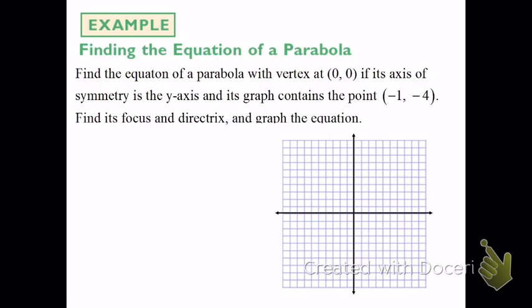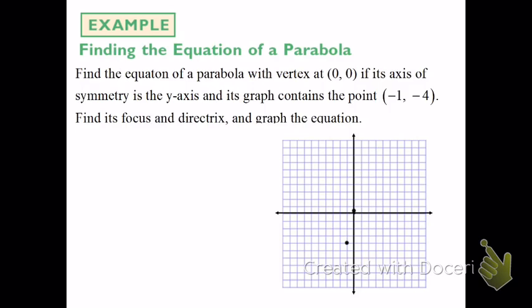We could also see a problem that looks like this. Find the equation of a parabola with the vertex at 0, 0. And they give us a point this time on the parabola at -1, -4. So I'm going to quickly put those points here on this coordinate plane. So we have our vertex again at 0, 0. And our point that's on the parabola is at -1, -4. 1, 2, 3, 4. So right down here.